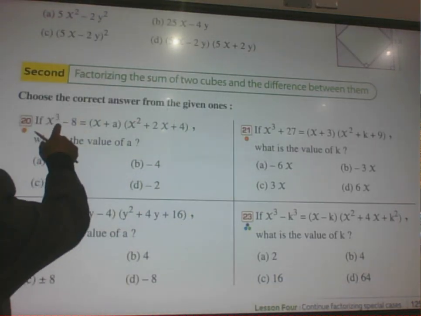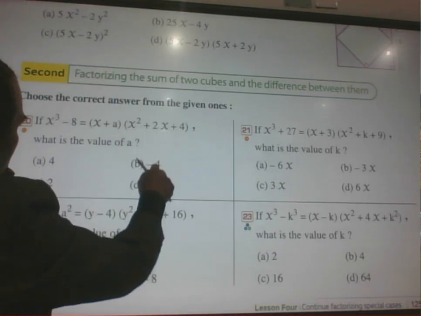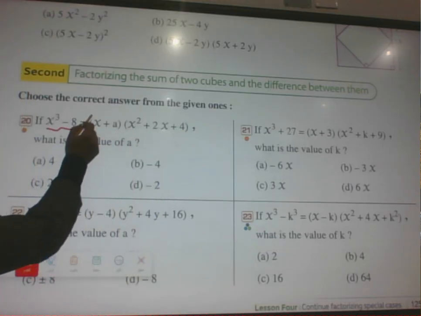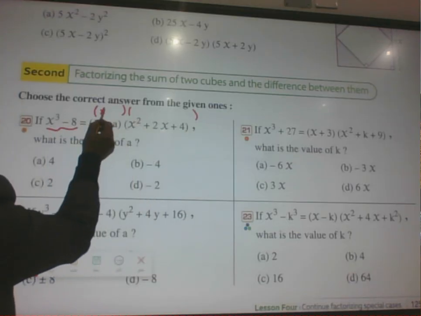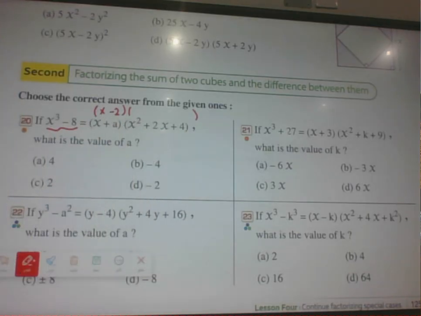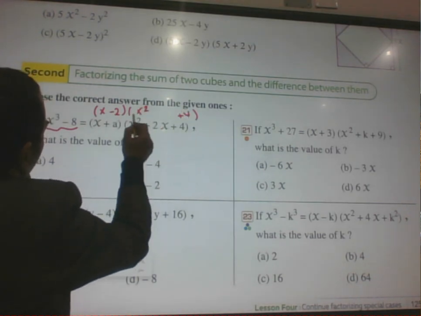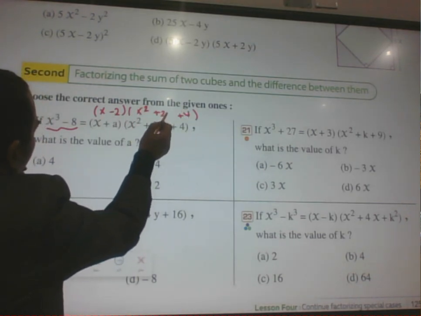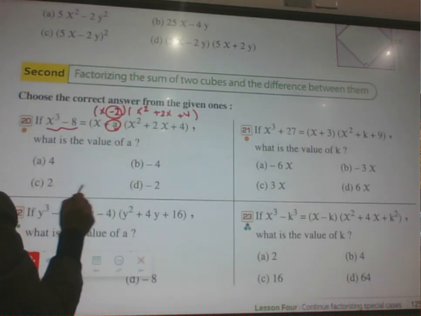Look here: x power 3 minus 8 equals x plus a, multiplied by x power 2 plus 2x plus 4. We can factorize this expression by opening small brackets and great brackets: the cubic root of the first and the cubic root of the second. Then write first power 2, which will be x power 2, and second power 2, which will be a positive 4, and the middle is first times second with the sign changed, which will be 2x. Then comparing, a will be negative 2.